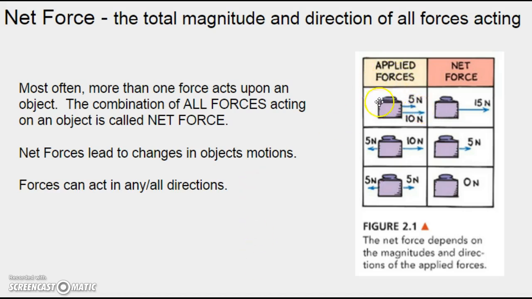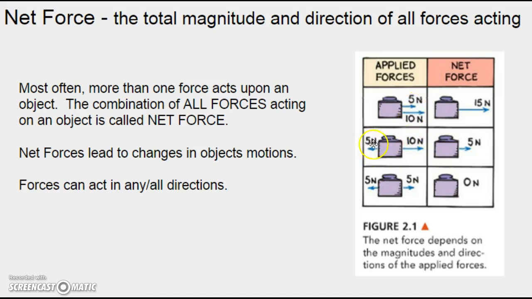So let's look at this scenario here, an applied force. If I have two forces acting on this object, and it doesn't matter what the object is, I've got a 5 Newton force and a 10 Newton force. That object simply feels a 15 Newton net force acting upon it. If they're acting in the same direction, they add together.